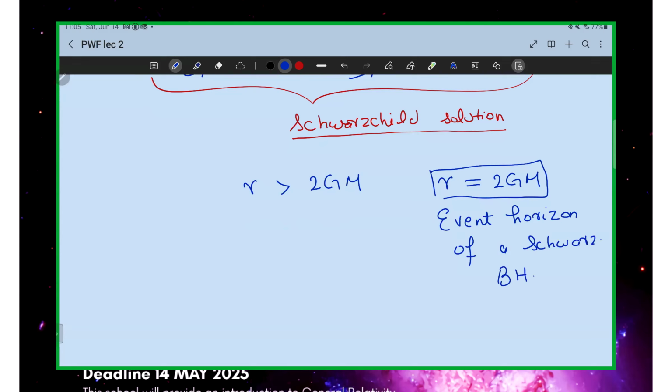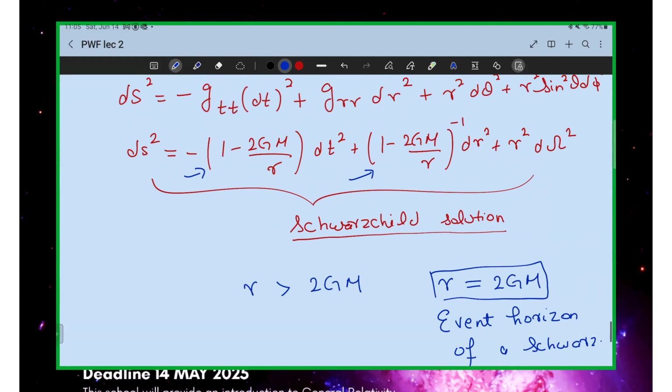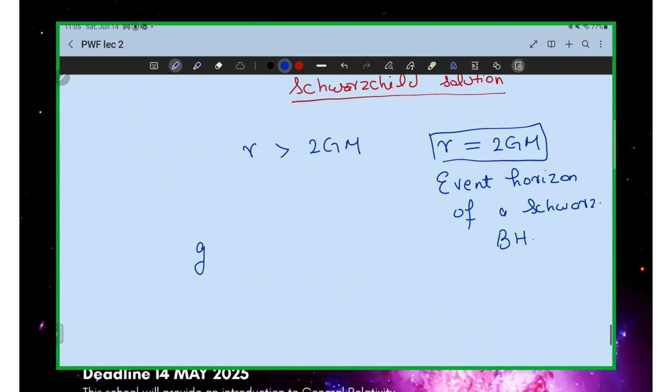Another thing that someone pointed out was that when r is equal to 2GM, this thing blows up because, okay, if I write down the 1,1 component, it is 1 over 1 minus 2GM over r, right? So if r is equal to 2GM, then it becomes 1 over 0, which is just infinity, right?